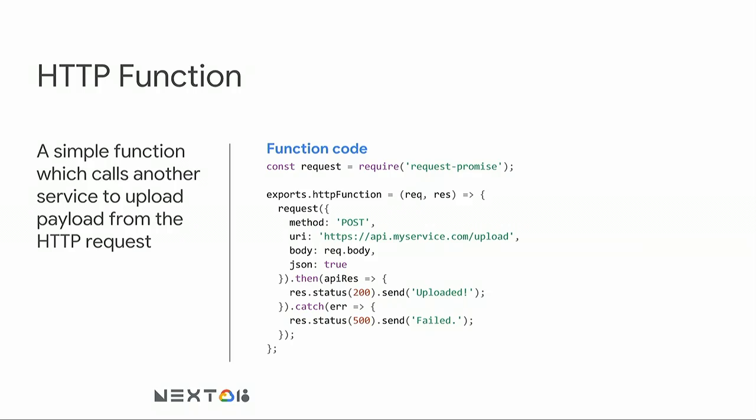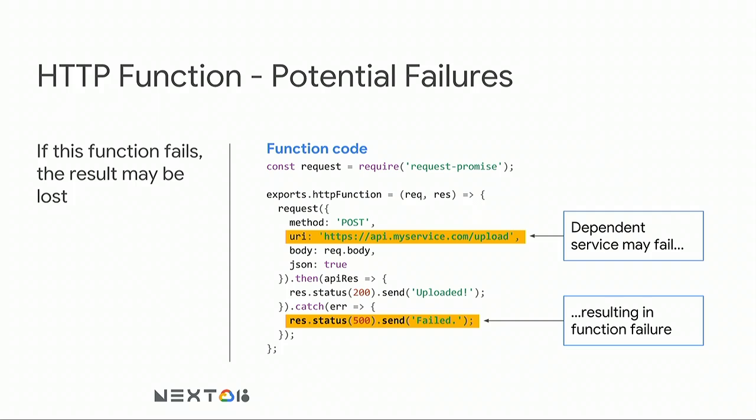Let's look at some examples. This is an HTTP function which calls another service to upload payload from the HTTP requests. It simply sends a post request to that service. Easy, right? The problem is that the call to the other service may fail for whatever reason, for example, a network connectivity issue. And this would result in the function failure, and if the function isn't retried, then the data may be dropped on the floor.